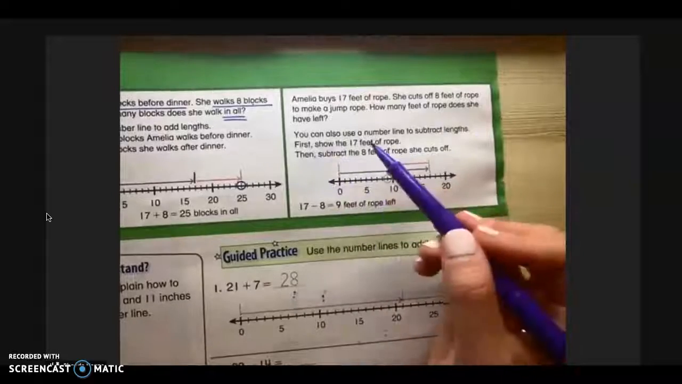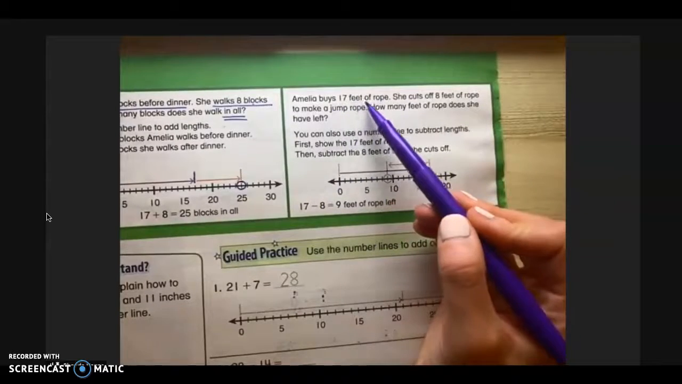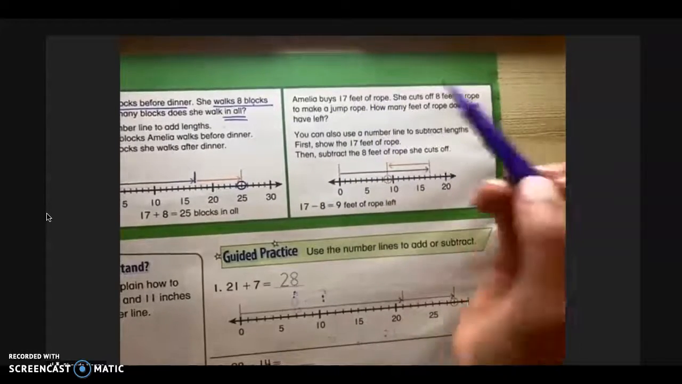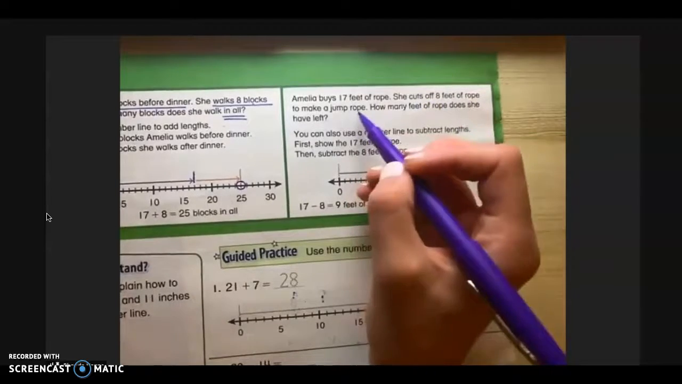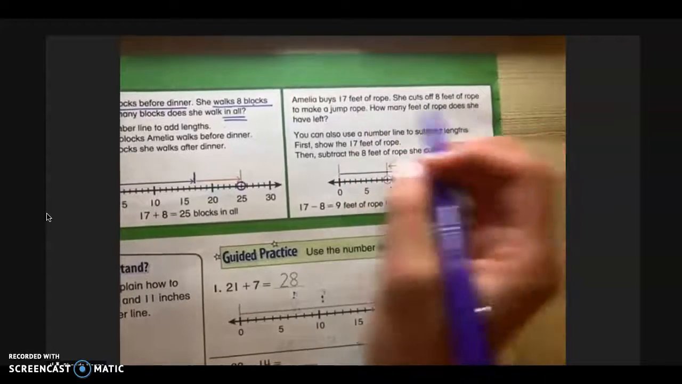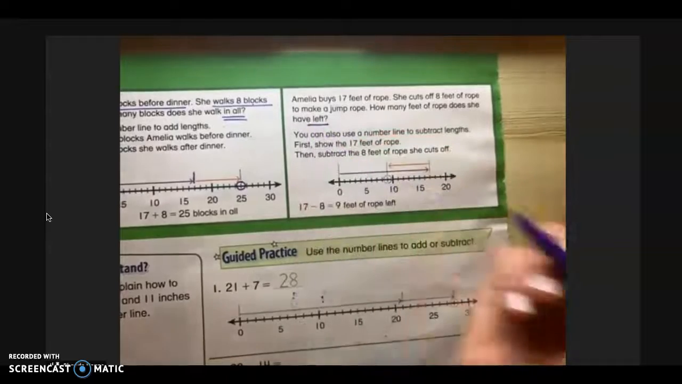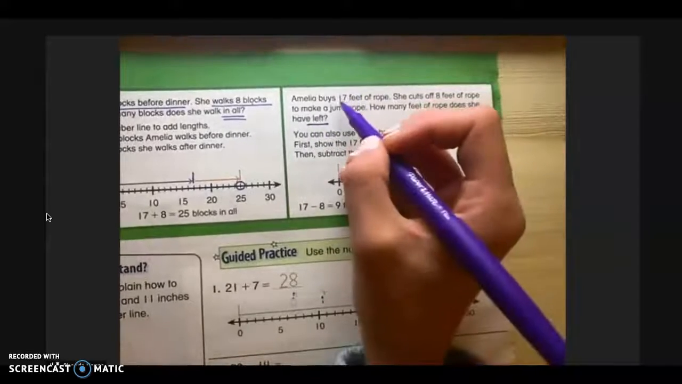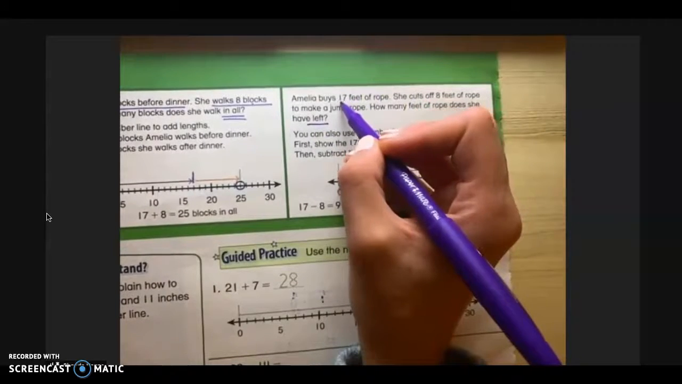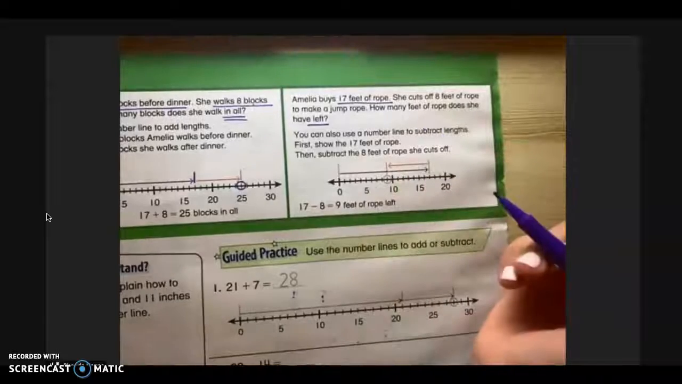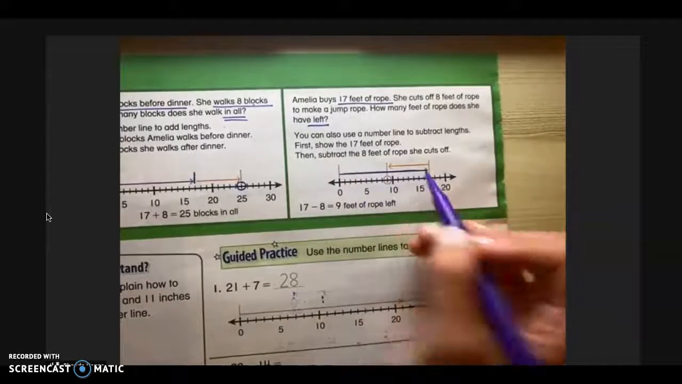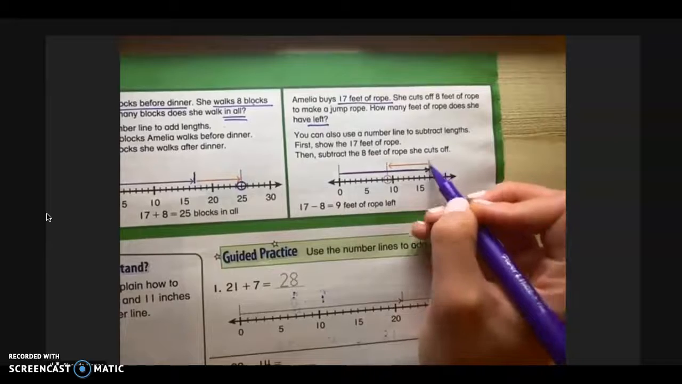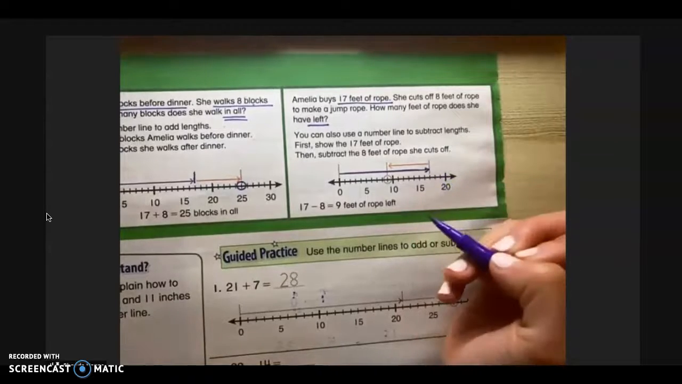So with this problem right here, it says Amelia buys 17 feet of rope. She cuts off 8 feet of rope to make a jump rope. How many feet of rope does she have left? Okay, so she buys 17 feet of rope. So this purple line right here shows the 17 feet of rope.